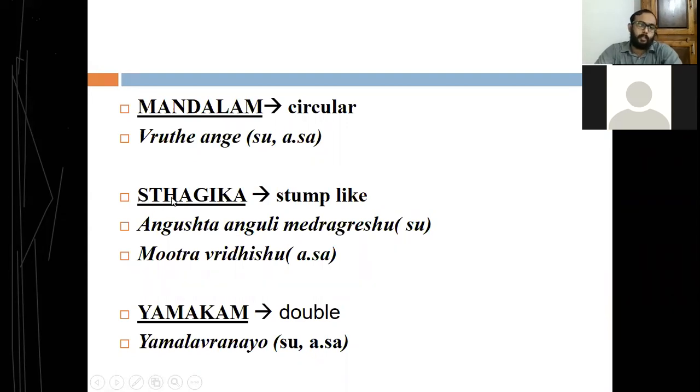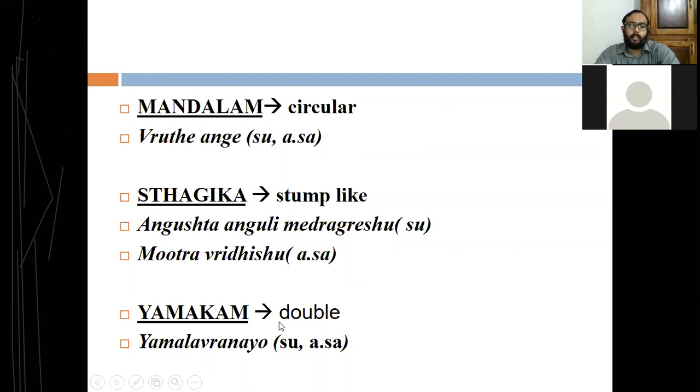Stagika Bandha is a stump-like bandage, for the fingers and toes. We can correlate it to the recurrent bandage which we do in an amputated limb. Stagika can be correlated to the recurrent bandage which we do in an amputated limb. I will explain the recurrent bandage at that particular time.